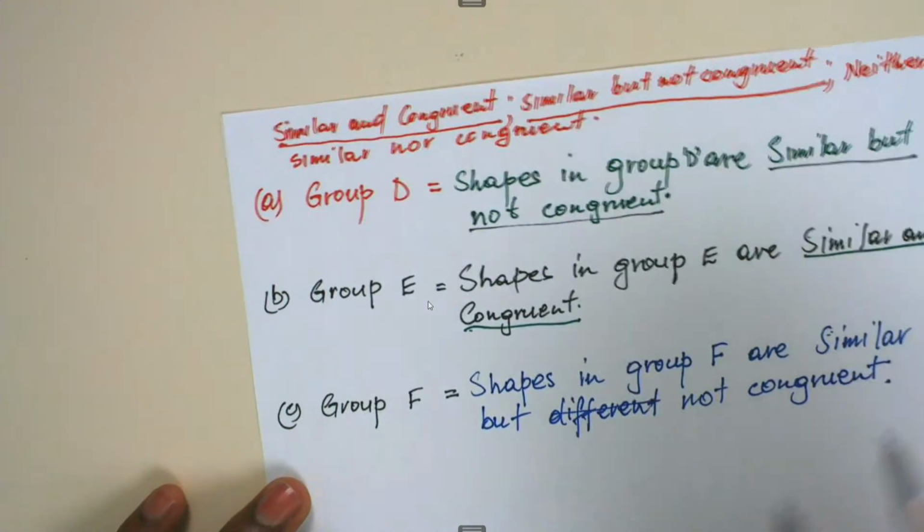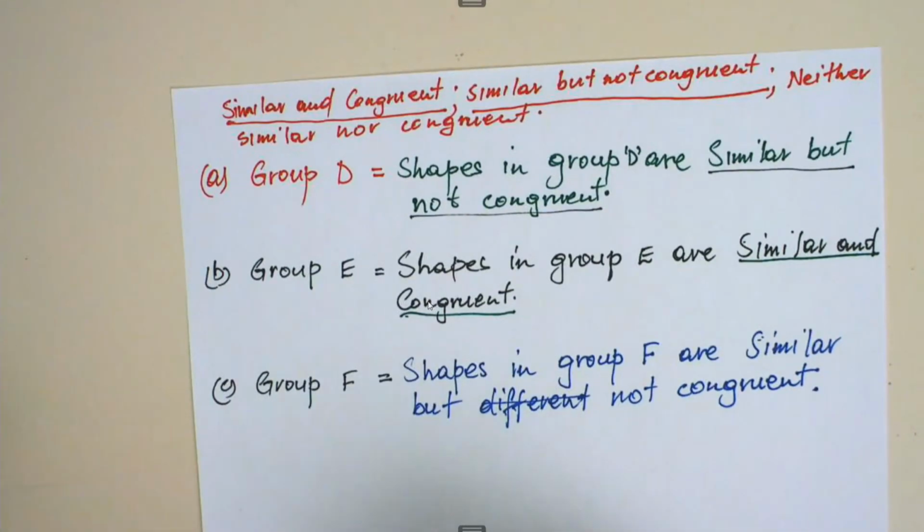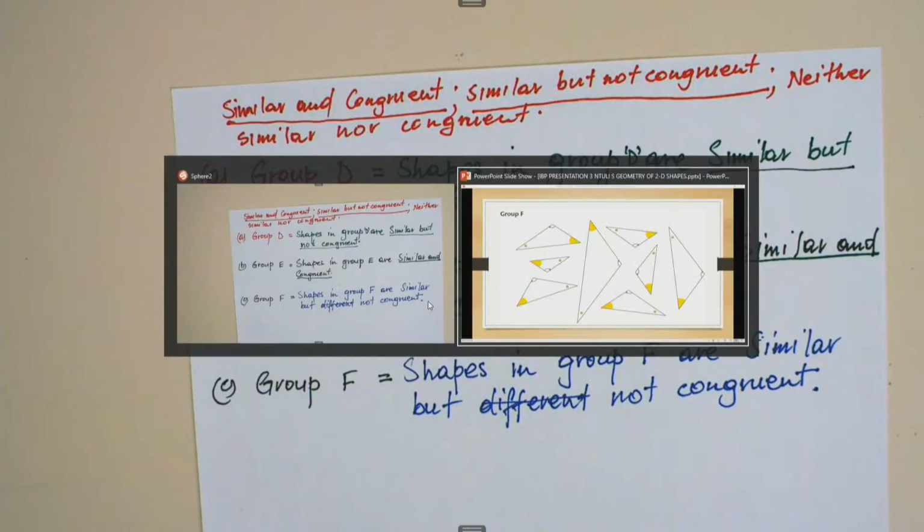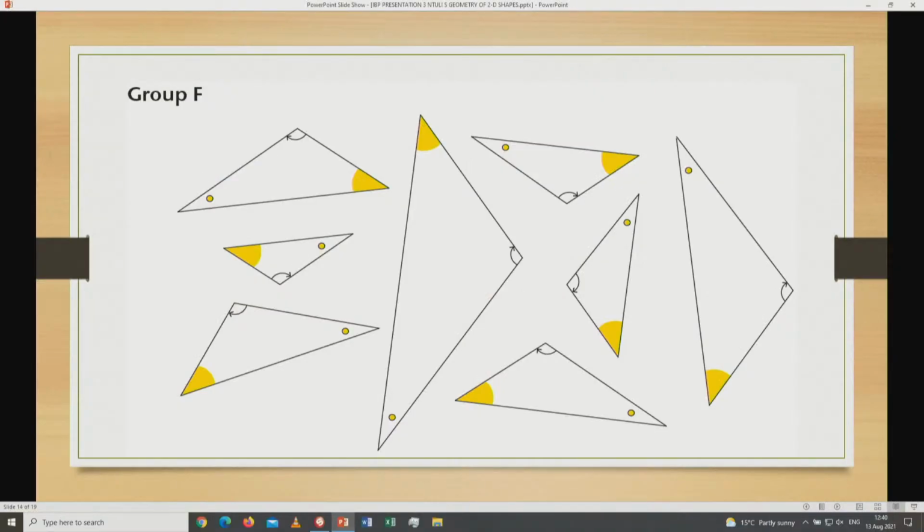Are they the same shape? Yes. Are they the same shape in group F? Yes, they are the same shape. But are they same size? Definitely no, they are not same size. This one is the smallest. This one is the biggest. This one is the second biggest. This is bigger than this one. Can you see? So they are the same shape but different sizes. So it means that they are similar but not congruent.